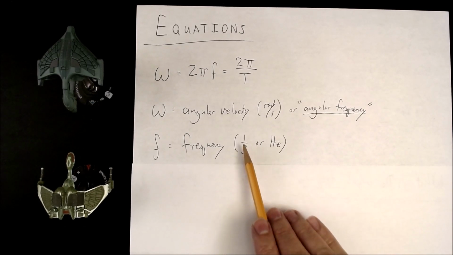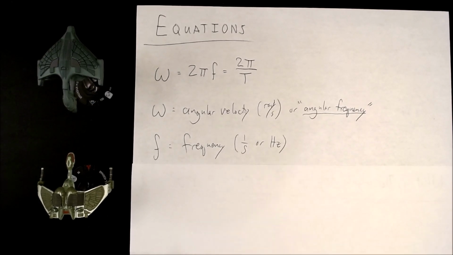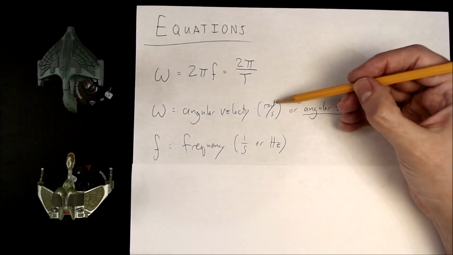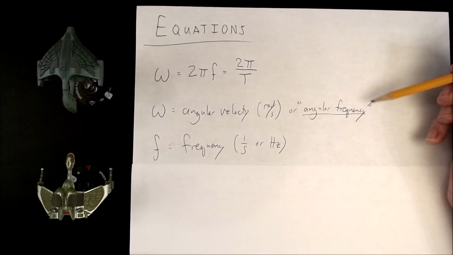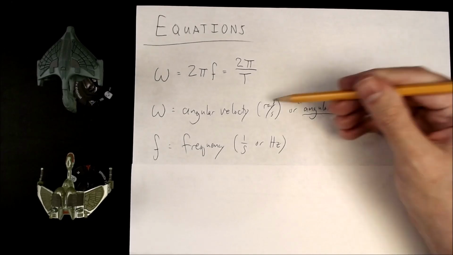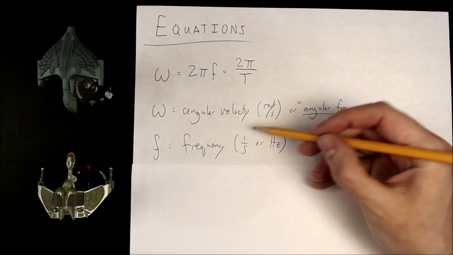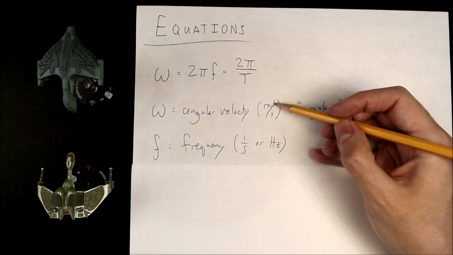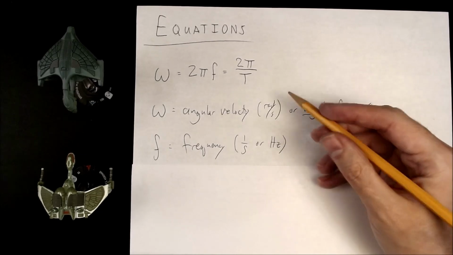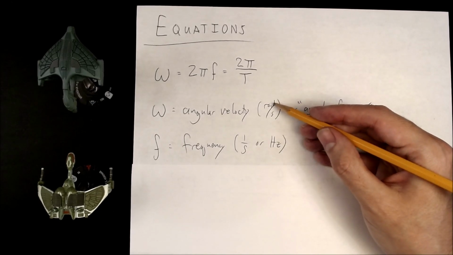Frequency has units of 1 over seconds, or hertz. You see here, radians per second. The angular frequency is also radians per second. Same units, of course. Here we don't have radians up there. I said earlier that radians is kind of a fictitious unit that you can just throw in there whenever you want. That's approximately true.